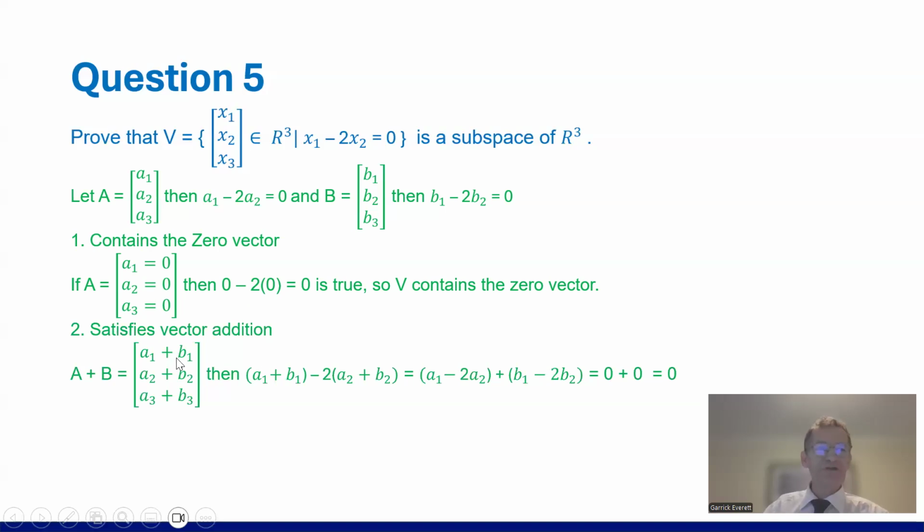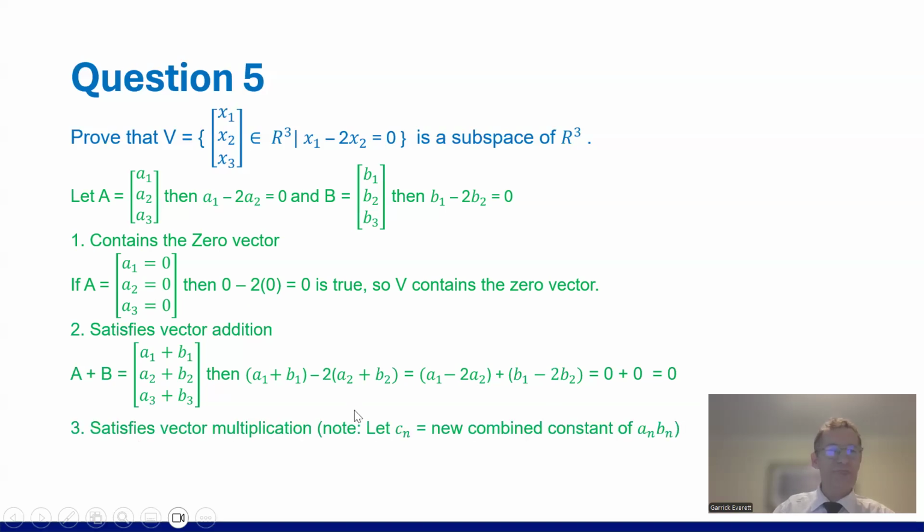So satisfy vector addition. A1 plus B1, A2 plus B2, A3 plus B3, then this minus 2 of these equals, and here I've just separated into A1 minus 2A2, so you're getting this equation separable. You've got this, and then you've got it in B's, equals 0 plus 0, which is 0. So it satisfies vector addition. Satisfies vector multiplication.